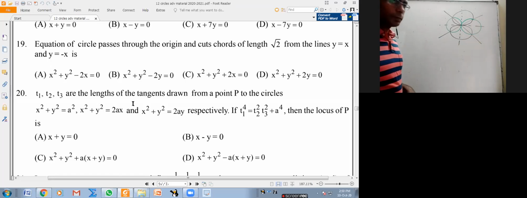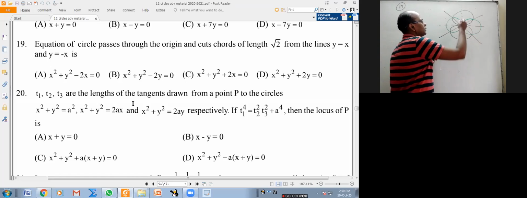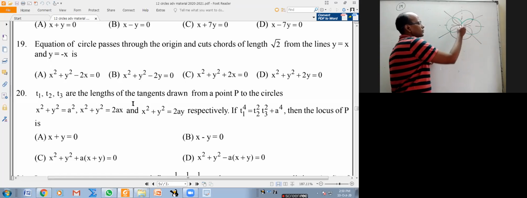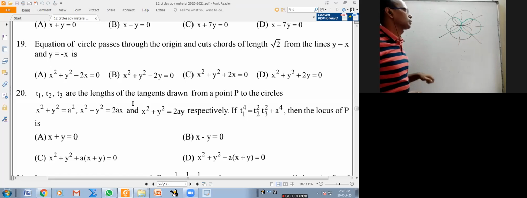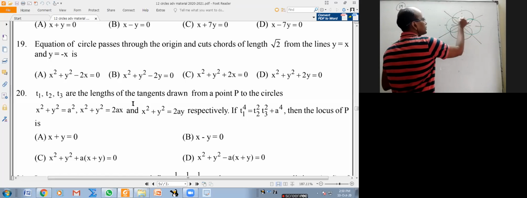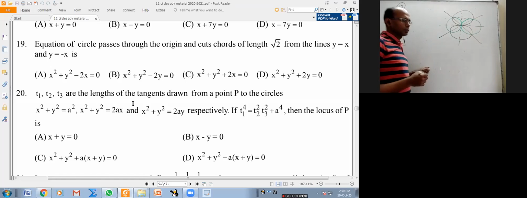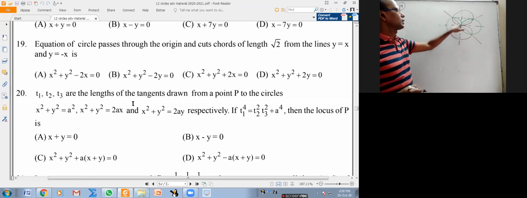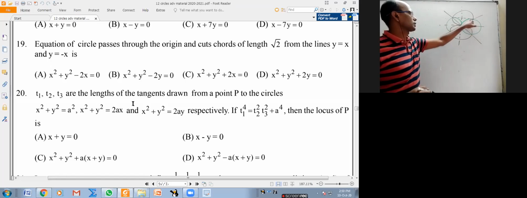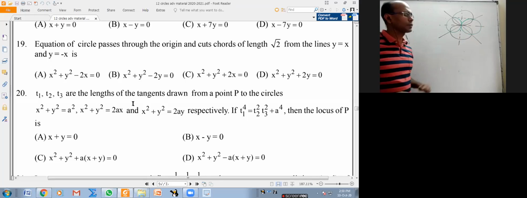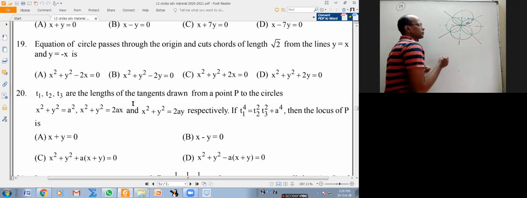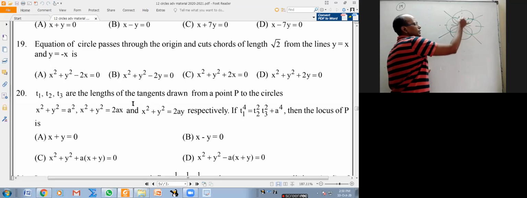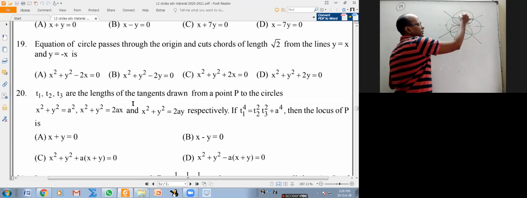Not just that, from here the perpendicular distances are equal. This angle is 90, these two lines are perpendicular, so this should be the diameter itself. The circle should pass through the origin, and these two points should be on the circle. Angle in a semicircle is 90, so this is the diameter. If this is root 2, this is 1 unit, this is 1 unit. So radius is 1, and if you go above, the center will be (0, 1).